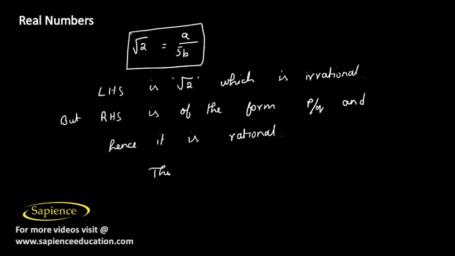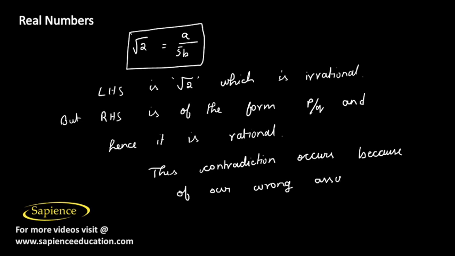So this contradiction occurs because of a wrong assumption. Hence 5 root 2 is an irrational number.